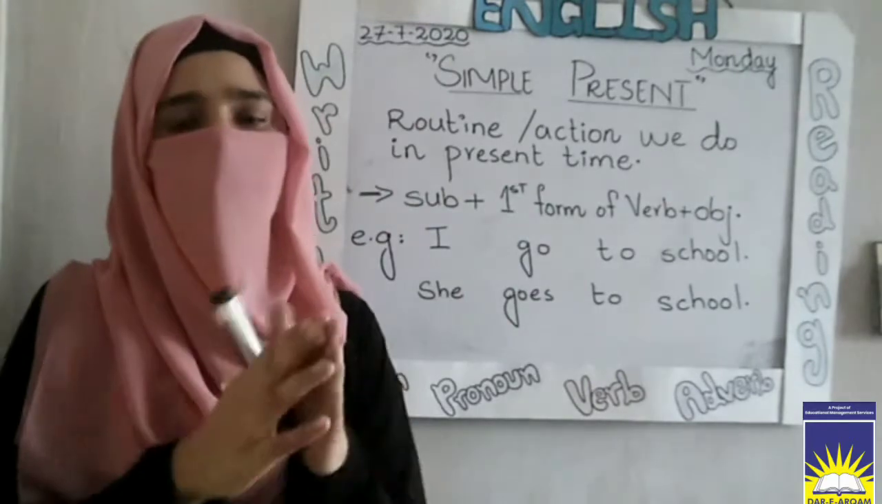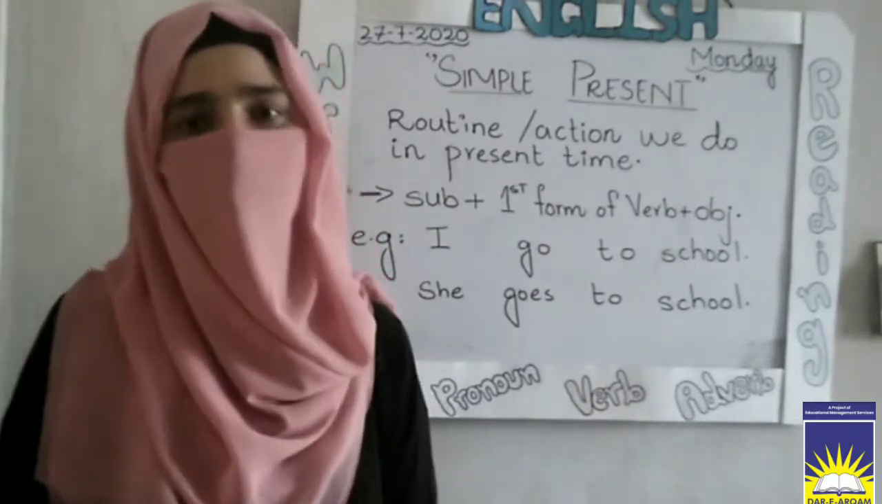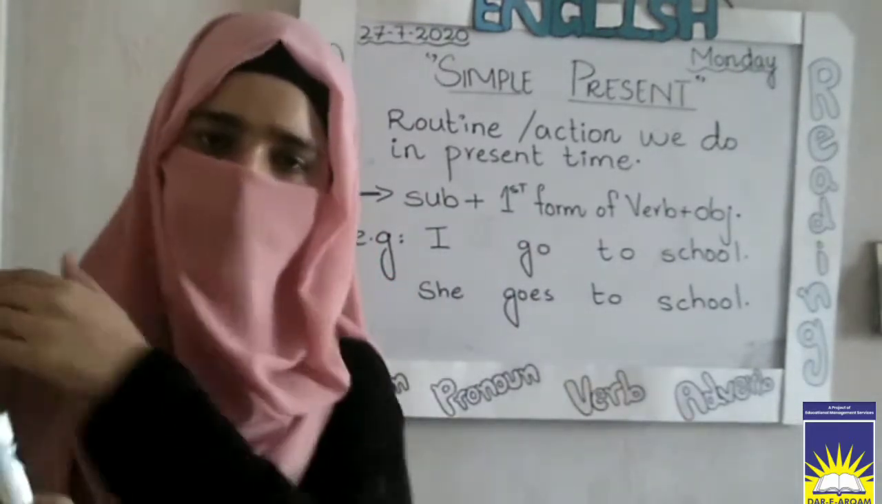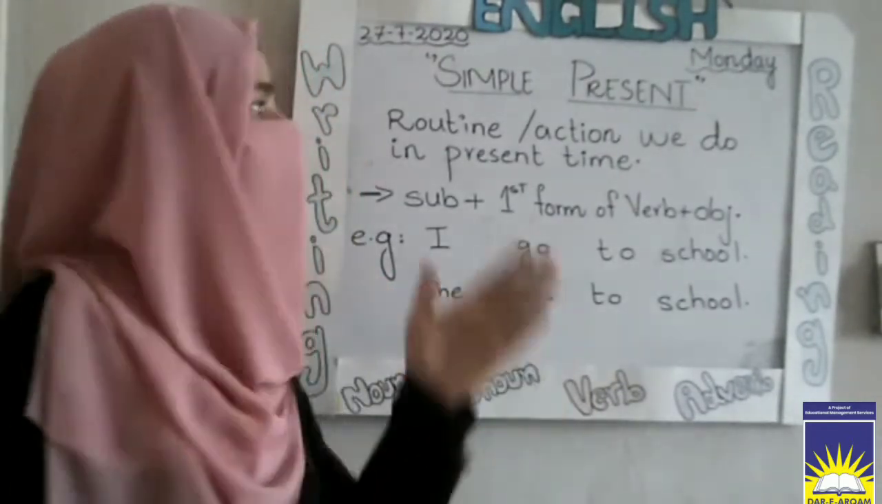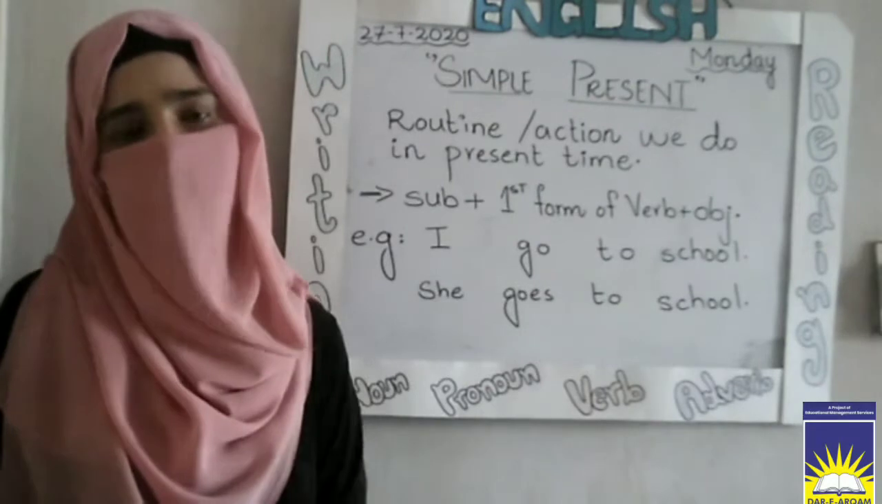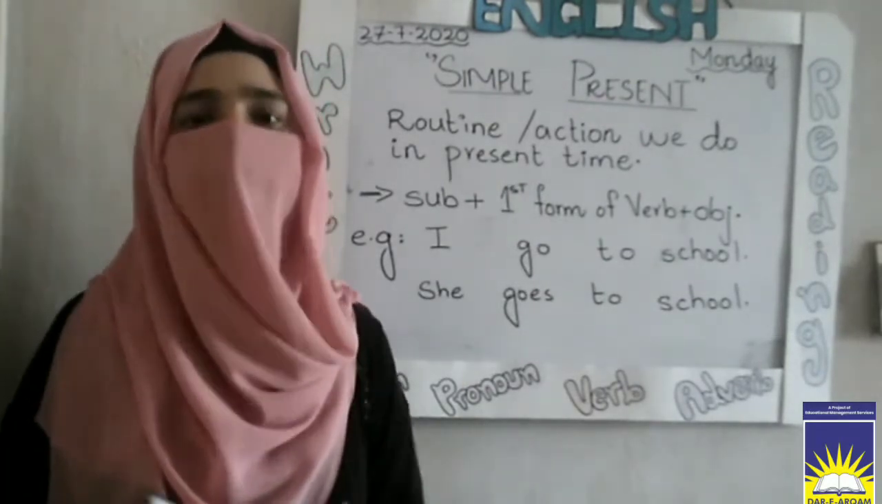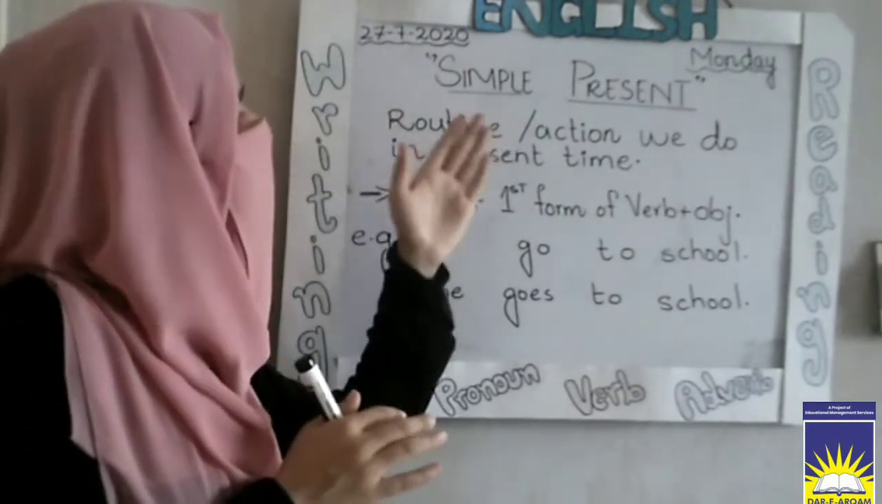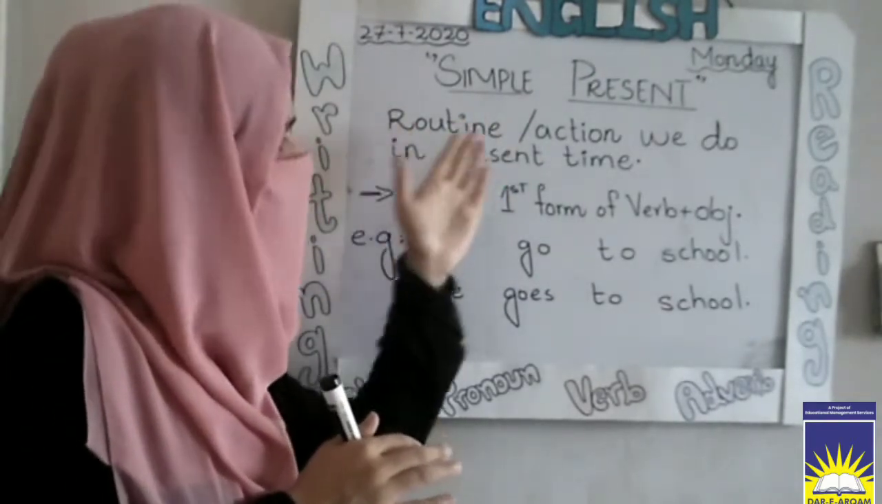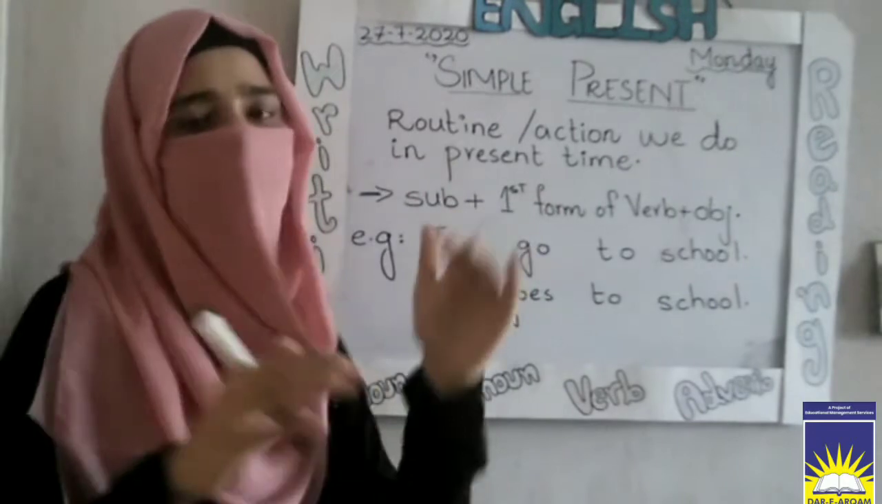Learned that there are different kinds of tenses, past, present and future. So today we are going to learn a type of tense that is simple present tense. What is simple present tense? Have a look on its definition. Simple present tense tells the routine or action we do in present time.